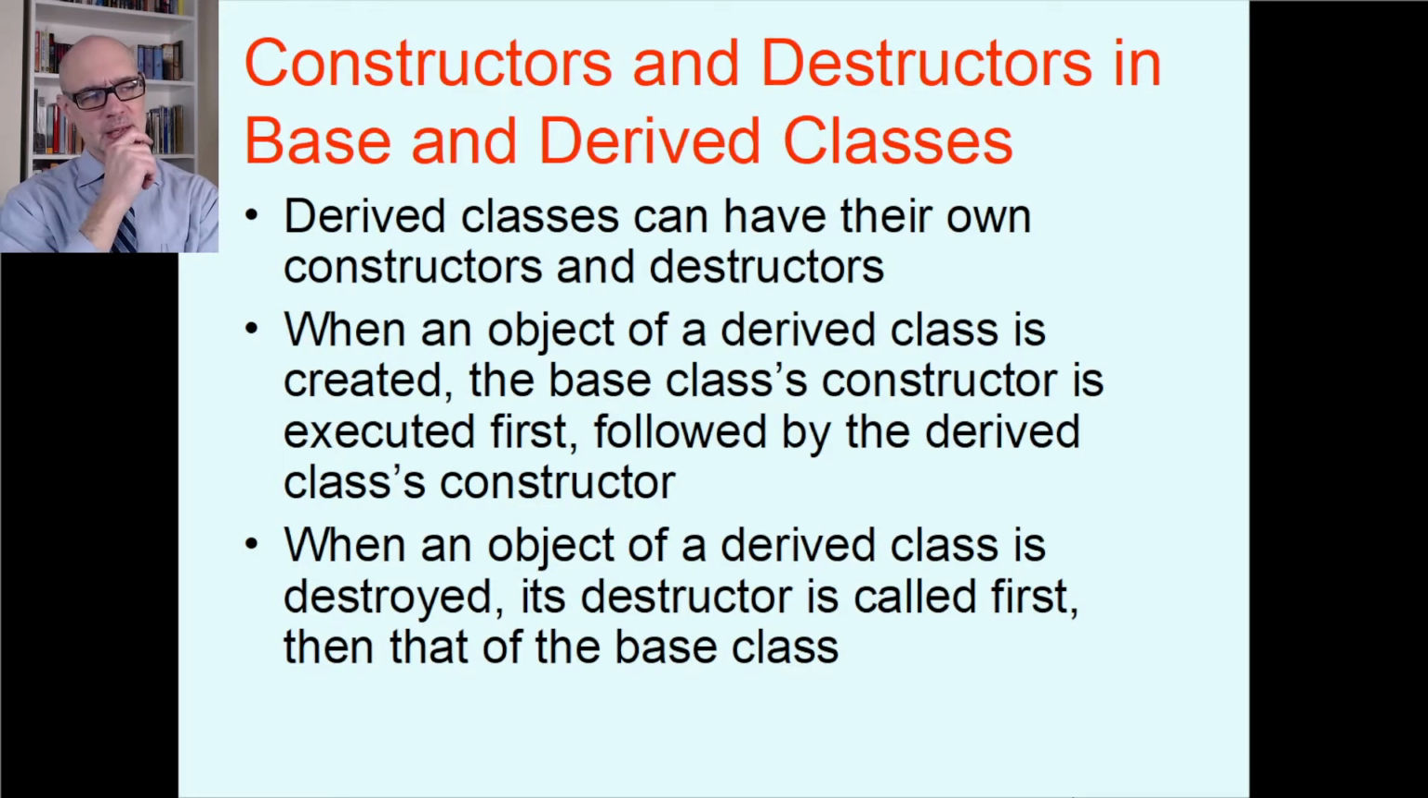Okay, let's see, constructors and destructors, right? So obviously your base class has constructors and destructors, I'm sure. Well, derived classes can also have their own constructors and destructors. And what happens there is when an object of a derived class is created, the base class's constructor is executed first, followed by the derived class's constructor. Again, this happens automatically in C++. You don't have any control over that, but it makes sense.